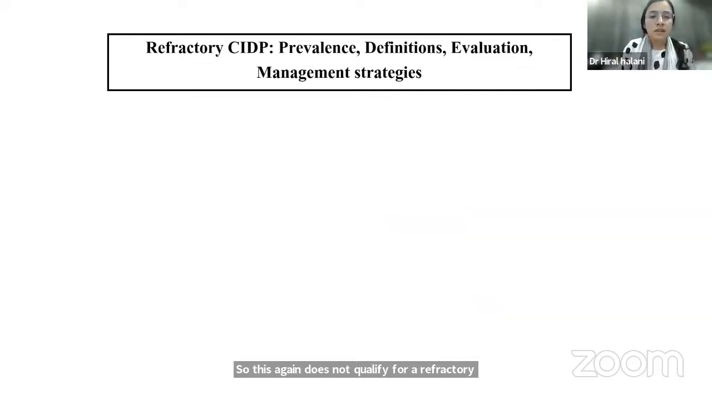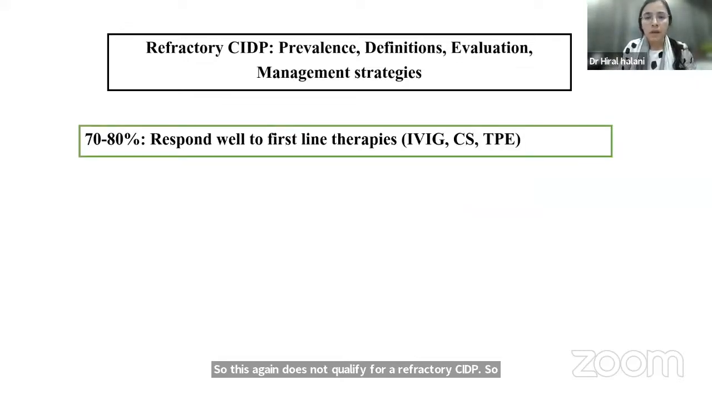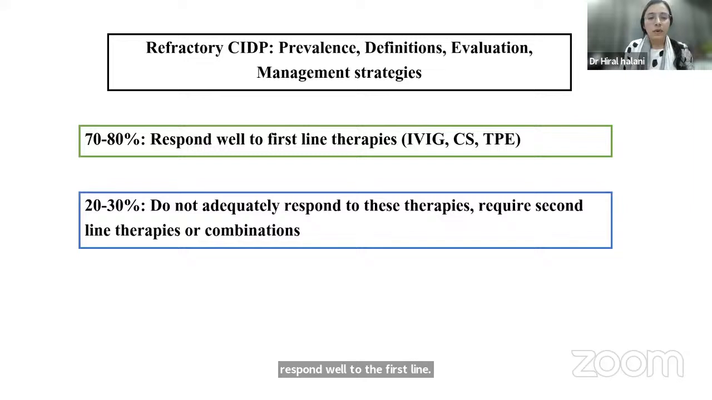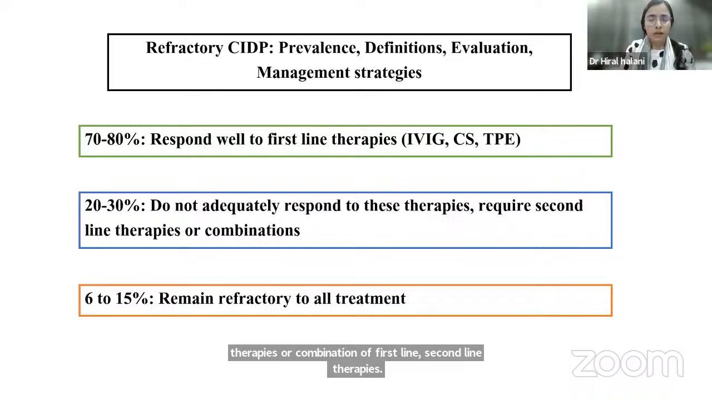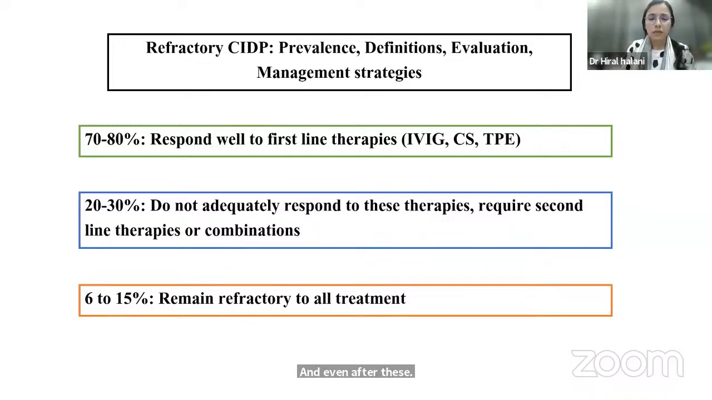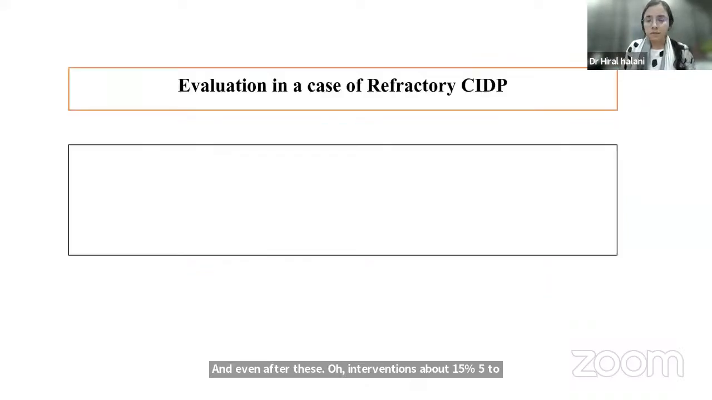So how common is refractory CIDP? Usually 70 to 80% of typical CIDPs respond well to the first-line therapies, which are IVIG, corticosteroids, and plasma exchange. The remaining 20 to 30% do not adequately respond and require second-line therapies or a combination of first-line and second-line therapies. Even after these interventions, about 5 to 15% will remain refractory to all of these treatments.